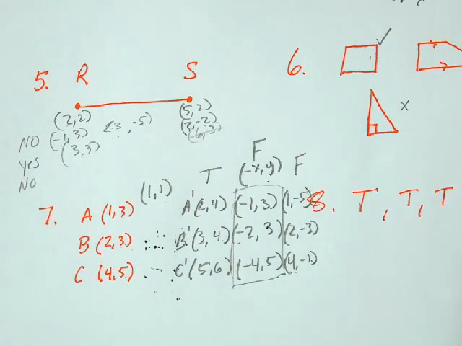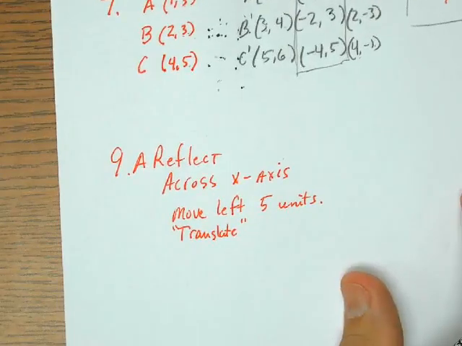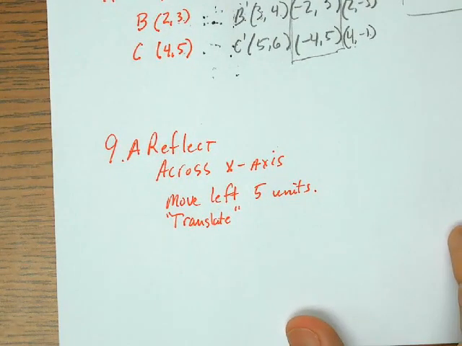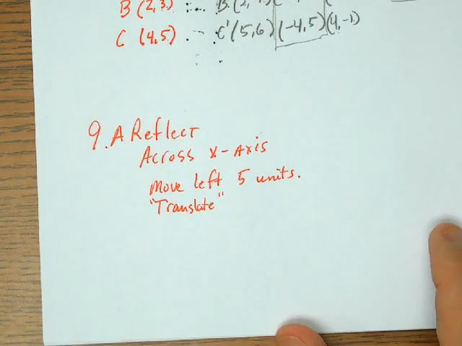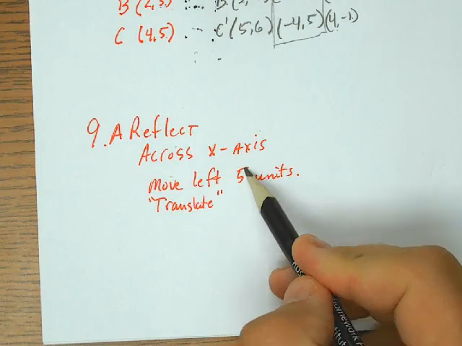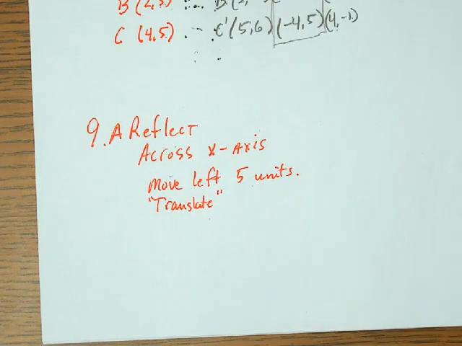Okay. Here's the answer number 8. True, true, and true. Number 9. What is a specific series of rigid transformations? Well, if you look at that closely, you reflect it across the x-axis and then move it left 5 units. Translate it left 5 units. That's letter A. And then letter B we've done so much, I'm not even going to say it.